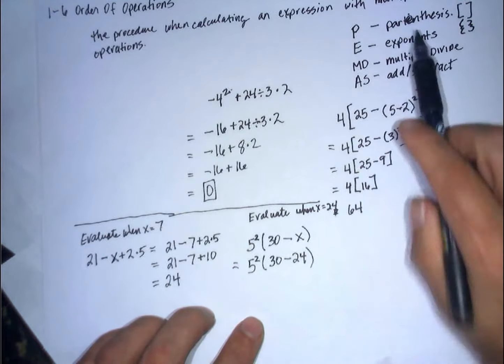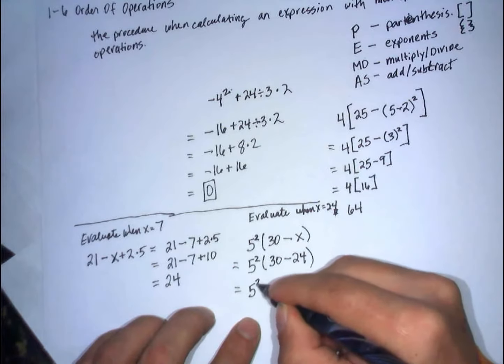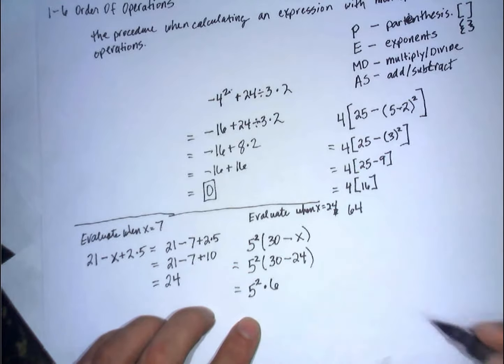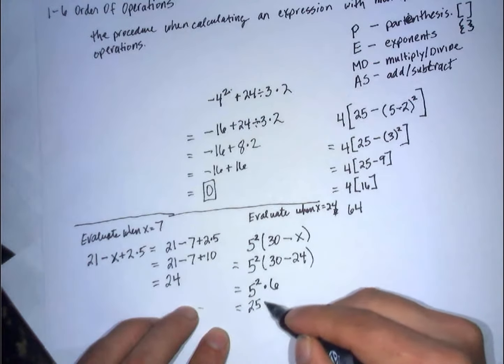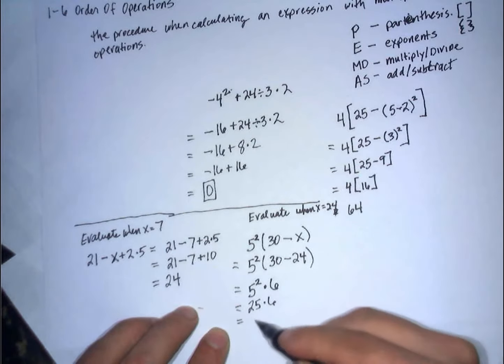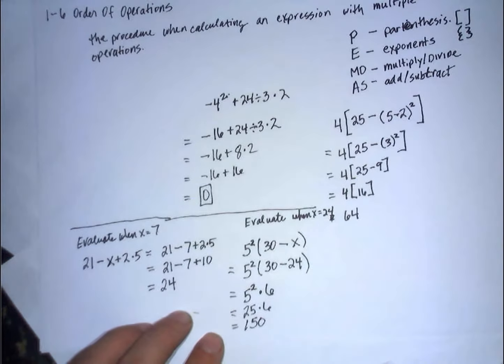Next, we do what's in parentheses. 30 minus 24 is in parentheses. So we're going to have 5 squared times 6. And then we do the exponent. 5 squared is 25 times 6. And 6 quarters is $1.50. So that's how we multiply that out.